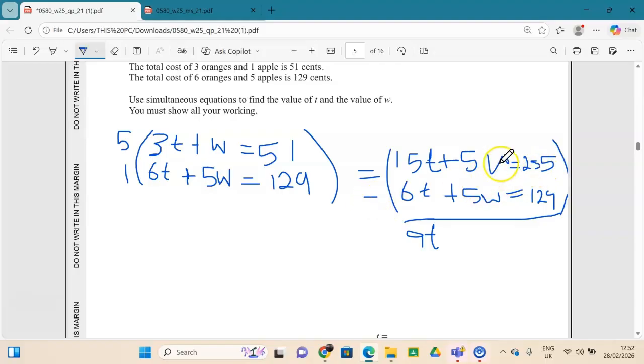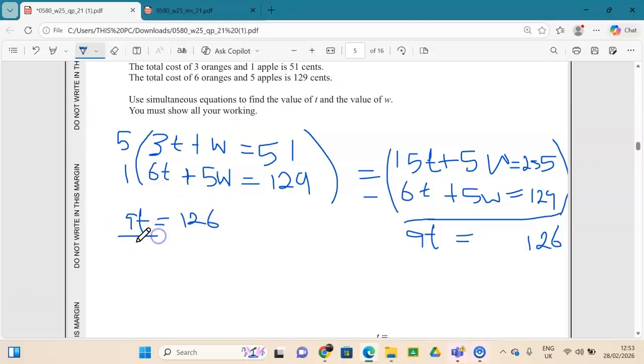So here we say 5w minus 5w, we're going to get 0, so there won't be any writing of 0. So we now say 255 minus 129. Let's check. 5 minus 9, now we borrow, 15 minus 9 is 6. We are left with 4 here. 4 minus 2 is obviously 2, and 2 minus 1 is 1. So 9t will be equal to 126.